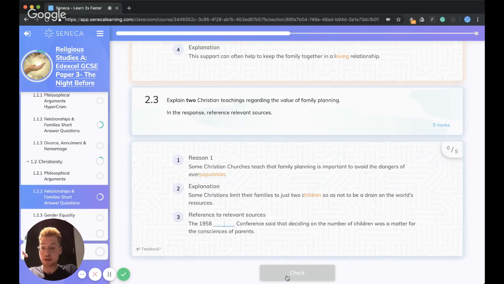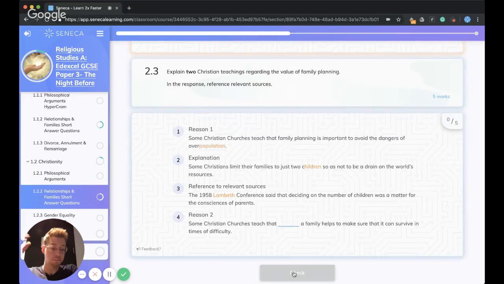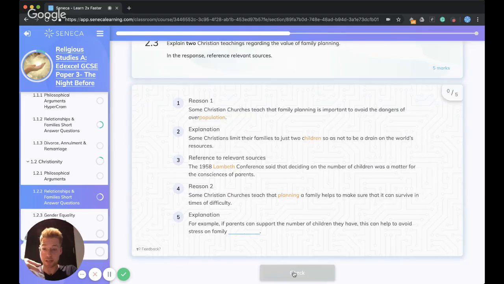And then we have to give a relevant source. So this is another good example of a source. It's the Lambeth Conference, which said that deciding the number of children was a matter for the consciences of parents. So again, we've got to give not 1, but 2 reasons. Reason 2: some Christian churches teach that planning a family can help to make sure that it can survive in times of difficulty. Our explanation for that: for example, if parents can support the number of children they have, they can avoid stress on family relationships.